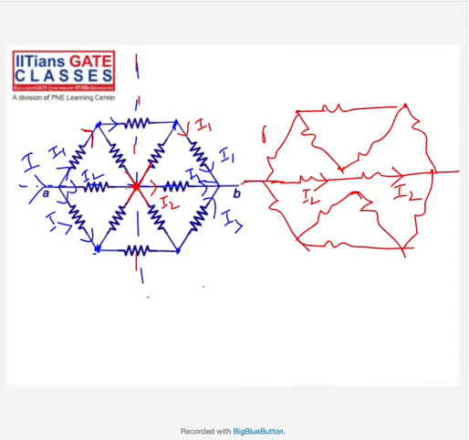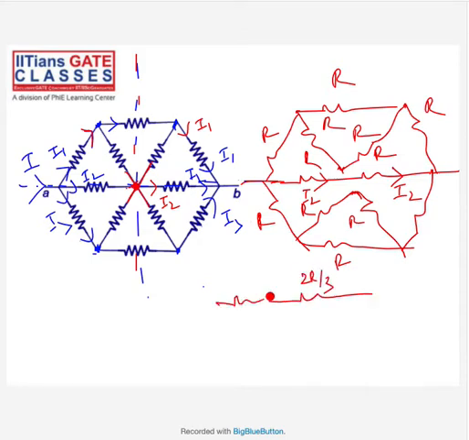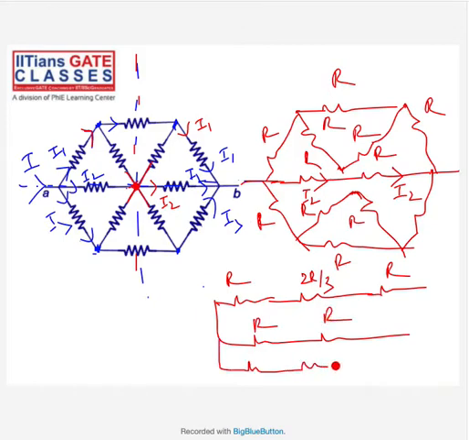Okay, this is how you can do it. Now can you find the equivalent resistance? All are R's. So this is R and R, 2R, let me do the upper part. This is 2R parallel with R, which is 2R by 3. Here there is R. This is the circuit. R and 2R by 3.